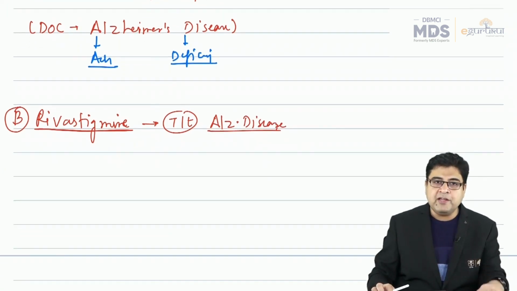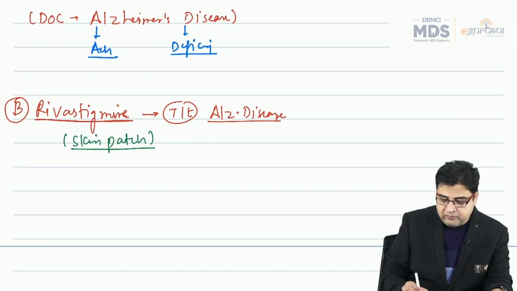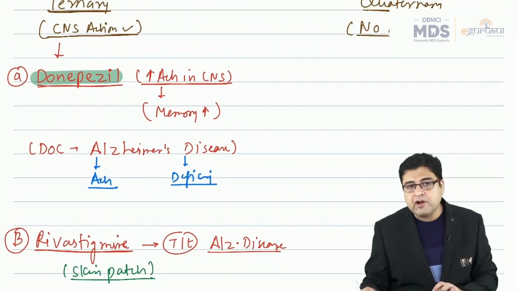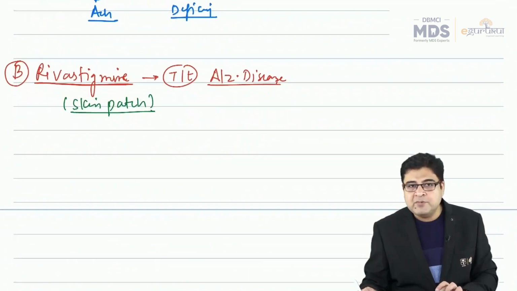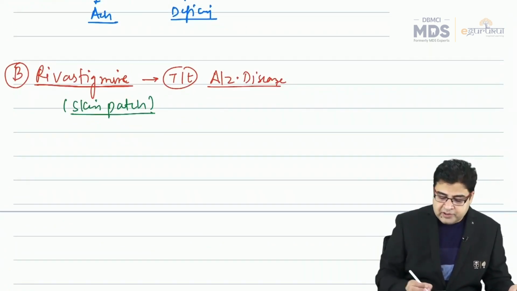But the important point here is that this medicine can be given in the form of a skin patch. So donepezil is the drug of choice for Alzheimer's, and rivastigmine is a drug which can be given in the form of a skin patch.